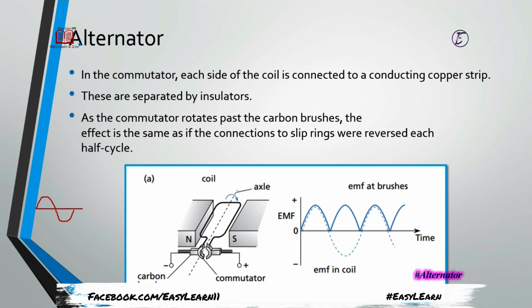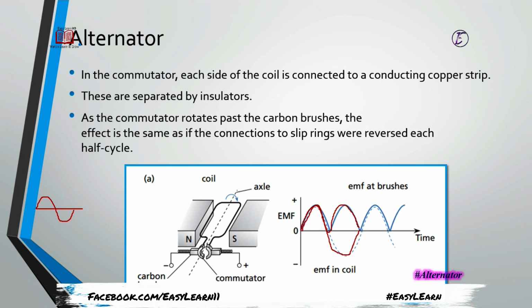The output obtained in the case of alternating is like that. Basically we can also say another thing, that the coil basically produces a movement like that, but it is our commutator that, when it reaches here, because it is disconnected from each other, changes its position in such a way that the commutator rotates past the carbon brushes. The effect still remains the same.